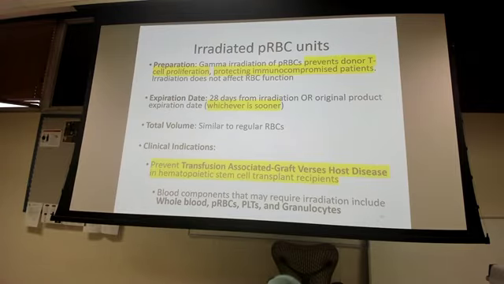All right, irradiated, I will test you on this as well. Irradiated PRBC units, like I said, are for those that are immunocompromised, and those that have that T cell proliferation. This prevents that. Irradiated PRBCs help prevent the transfusion-associated graft versus host disease. Okay? And in irradiated PRBCs, we're removing whole blood, granulocytes and platelets.